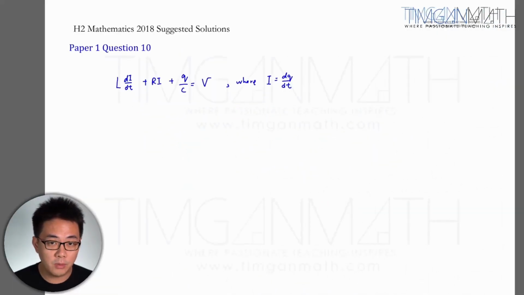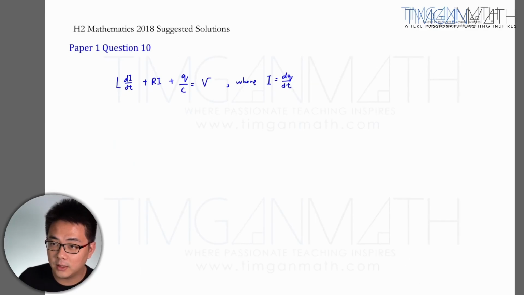Hi students, let's look at this question here, which was taken from the year 2018, paper 1 question 10 of the H2 math paper. You are given that an electrical circuit comprises a power source V, a resistance R, a capacitance of C farads and an inductance of L henries. The current in the circuit at time t after turning on the power is I amps, and the charge of the capacitor is Q coulombs.